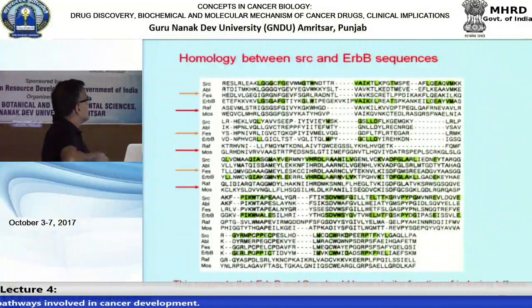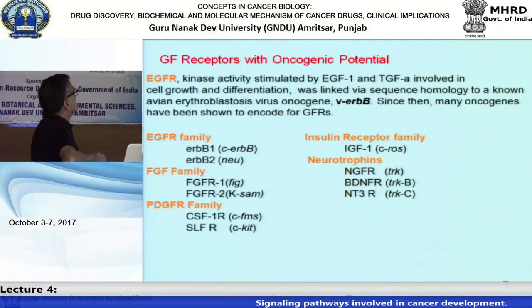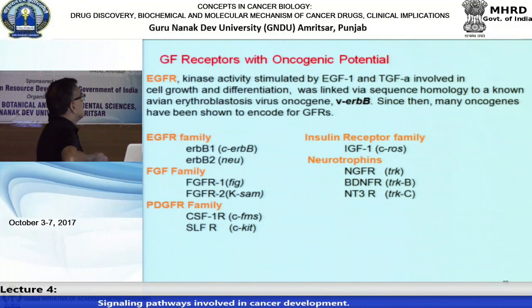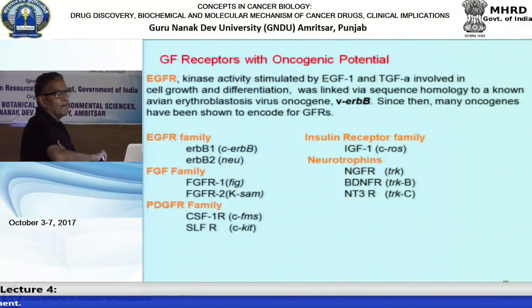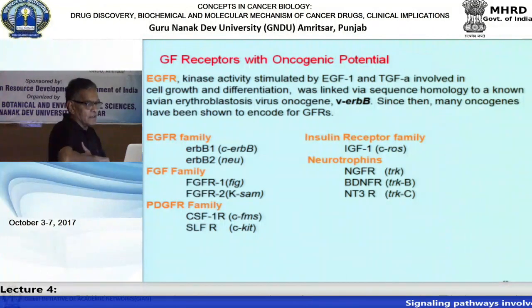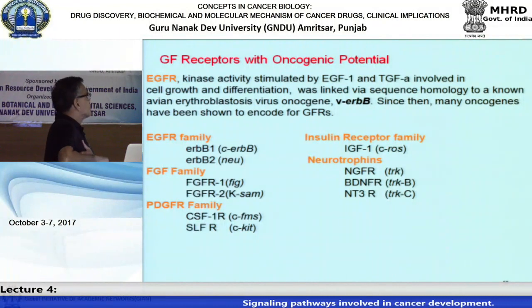And here it shows the sequencing. We don't want to worry about that. You have sequencing similarities in them. So the EGF receptor with kinase activities, or if you look at TGF-alpha, I'd say TGF-alpha is the one that's going to cause tumors.